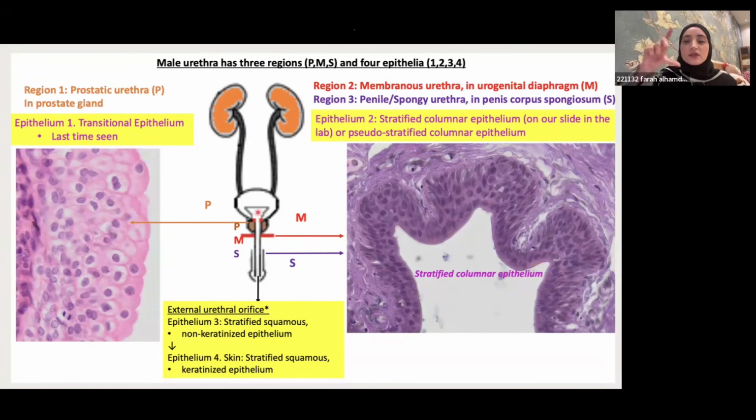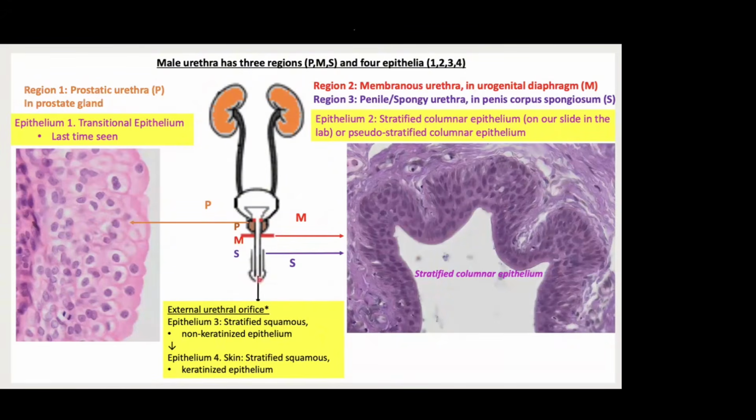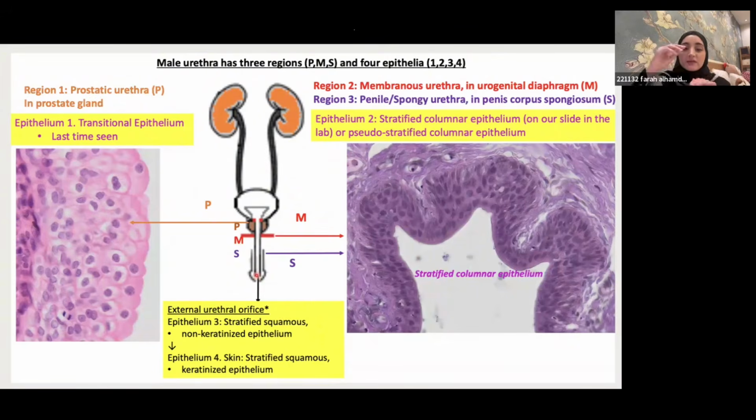Then we have the spongy urethra. The spongy urethra is the part of the urethra that is in the corpus spongiosum of the penis. The entire thing is stratified columnar or pseudostratified columnar. Then in the external urethral orifice, the more proximal epithelium is stratified squamous, non-keratinized. The outer part of the external urethral orifice, which is basically the skin, is stratified squamous keratinized epithelium.